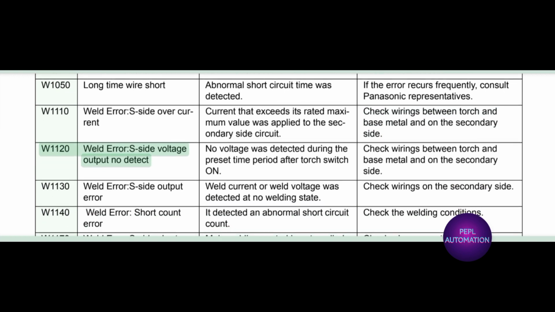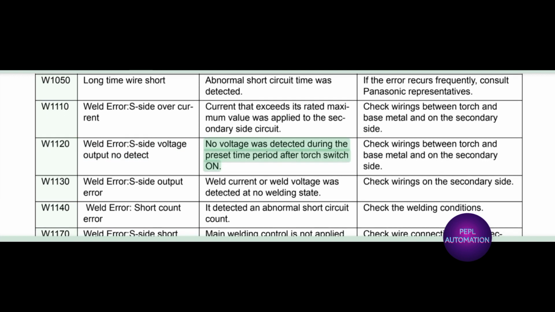W1120 weld error. S-side voltage output no detect. No voltage was detected during the preset time period after torch switch on. Check wirings between torch and base metal and on the secondary side.